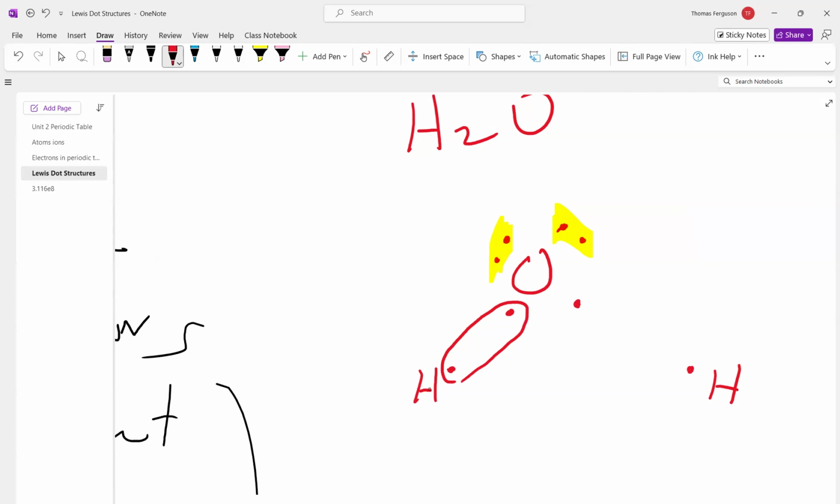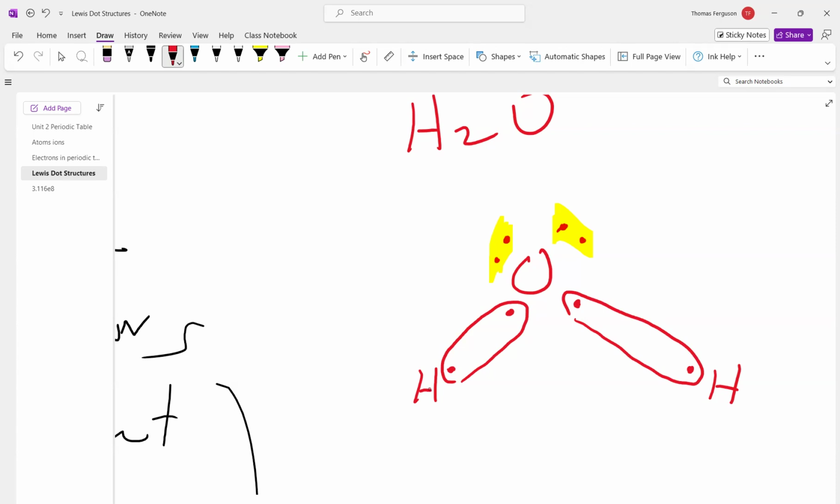Oxygen, though, is not. It only has 1, 2, 3, 4, 5, 6, 7. Okay, not a full shell. However, it can form a full shell by doing the same thing over here. That's why water has 2 hydrogens.